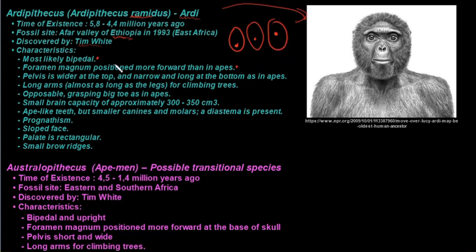The pelvis is wider at the top and narrow and long at the bottom, as in an ape. So here we've got a pelvis where one half is similar to that of Homo, and the other half is similar to that of apes.